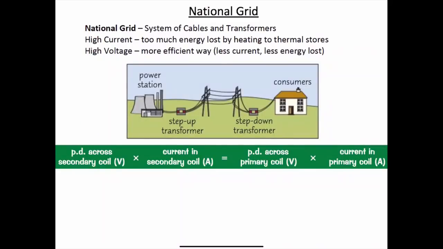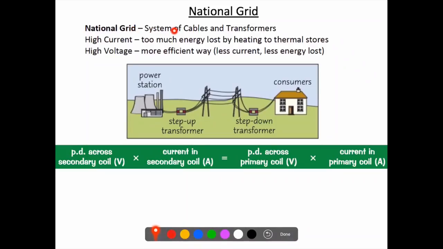Okay, moving on, national grid. This is the definition of national grid, a system of cables and transformers. So cables are these things that are going around over here, and then these things over here are the transformers. Now, initially, in the national grid, electricity used to be sent as high current. So there'll be high current traveling through these wires, going from the factory to the person's home. But the problem with that was that although there's high current, there's also a lot of energy that was wasted as heat. So a lot of heat energy would escape to the surroundings.